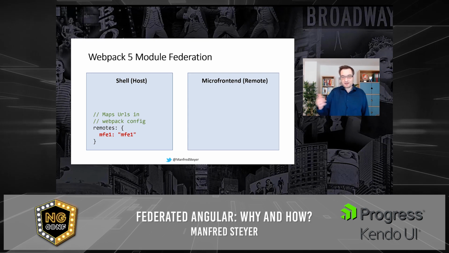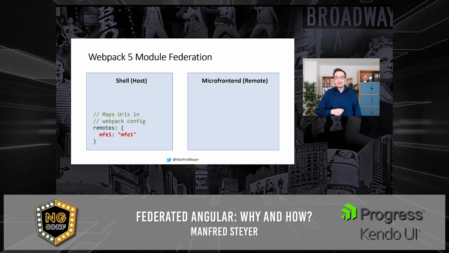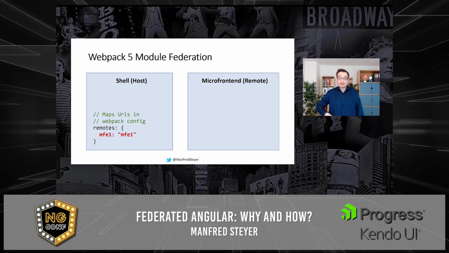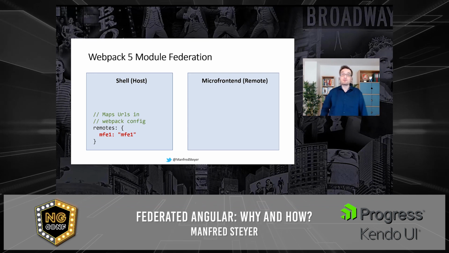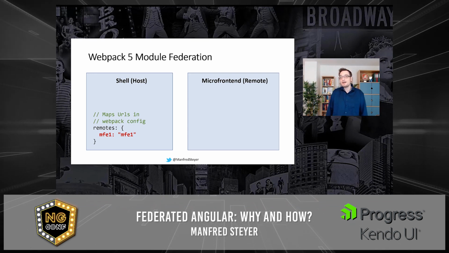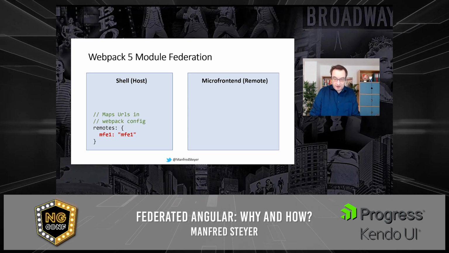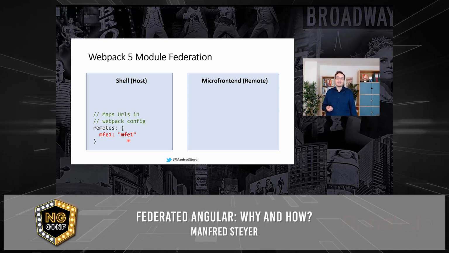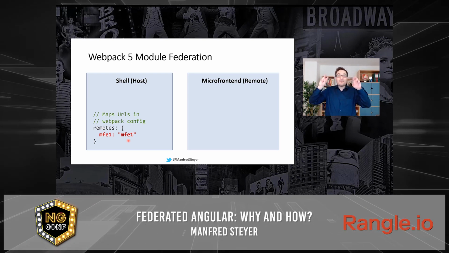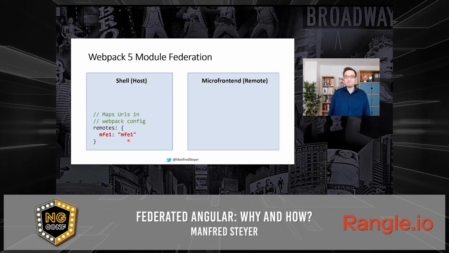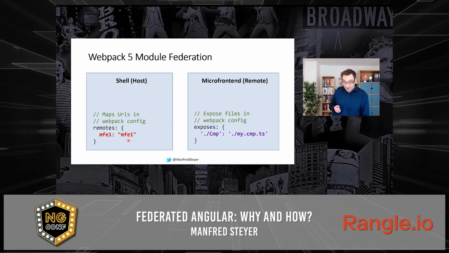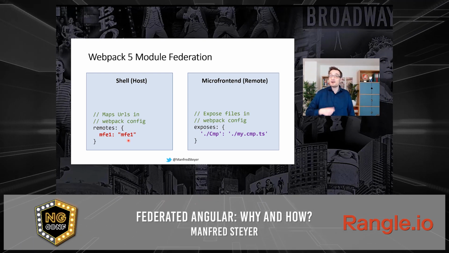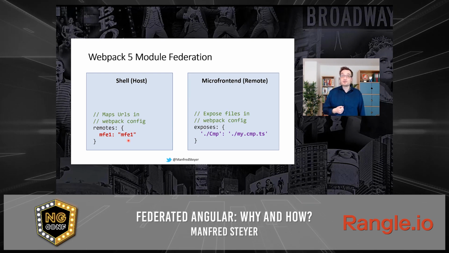For instance, you can say, well, this shell gets a URL that is called mfe1, and when we are importing something from this URL, we want to point over there to this micro-frontend, a separately compiled and deployed micro-frontend. And by the way, over there, it's also called mfe1. That means here you can define an alias, or as I did, a non-alias, if you want to put it that way. Over there in the micro-frontend, you can expose files. You can expose a file with an Ivy component or an Angular module or even a function.